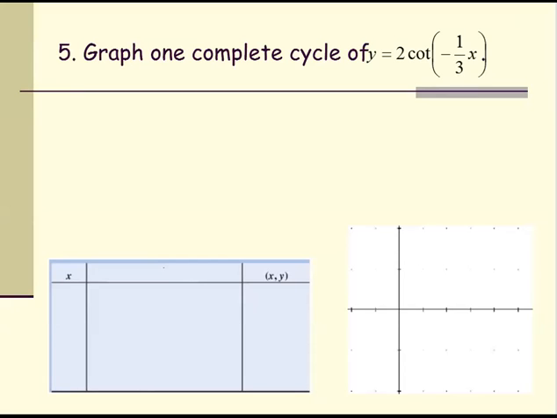This time we are going to sketch one cycle graph of y equals 2 times the cotangent of negative 1 over 3 times x. Based on the pattern y equals k plus a times the cotangent of the bx plus c, the k is 0, so no vertical shift. A is 2. This one will tell you that the graph stretched vertically with the factor 2. The b is negative 1 over 3.